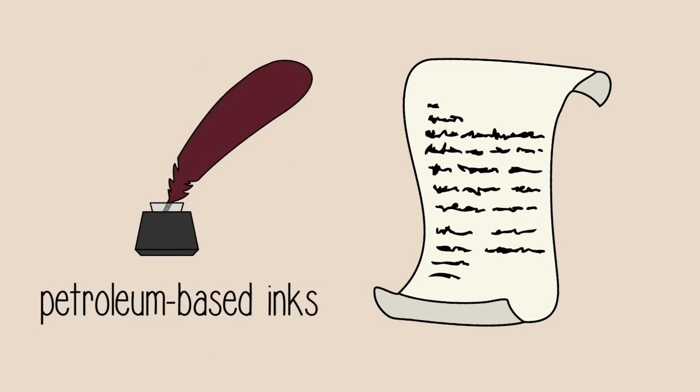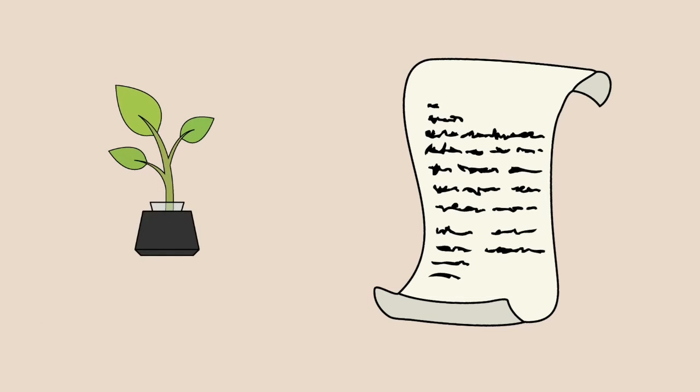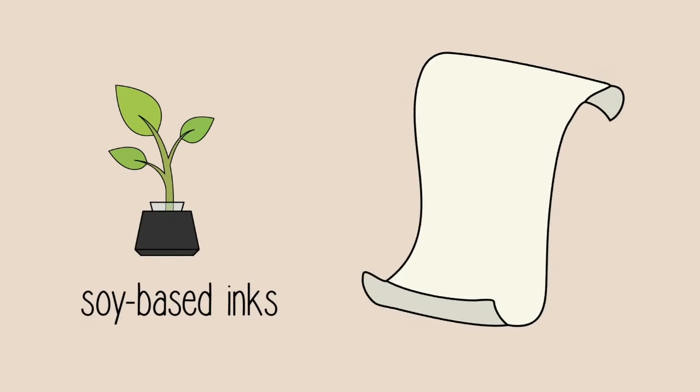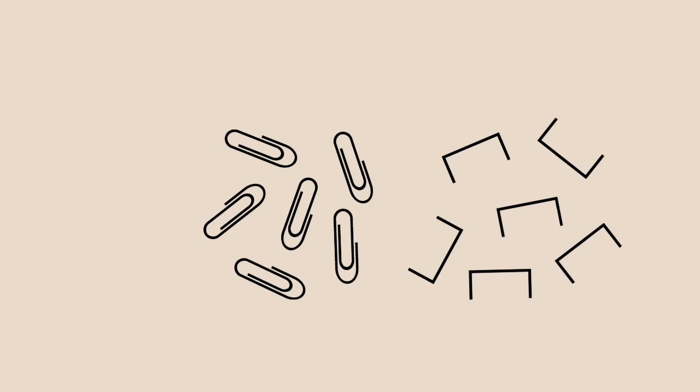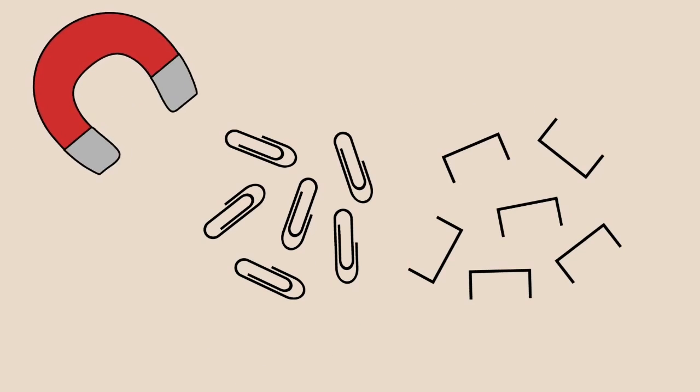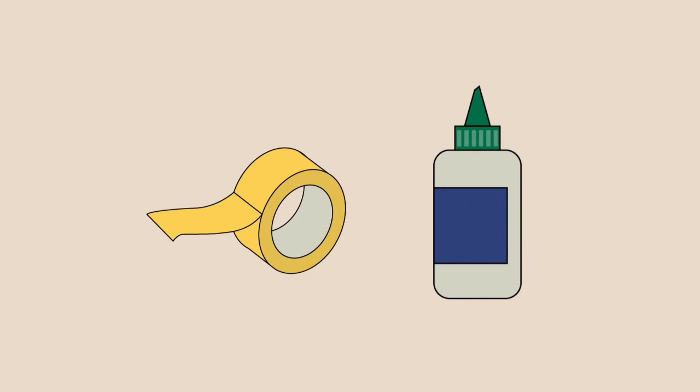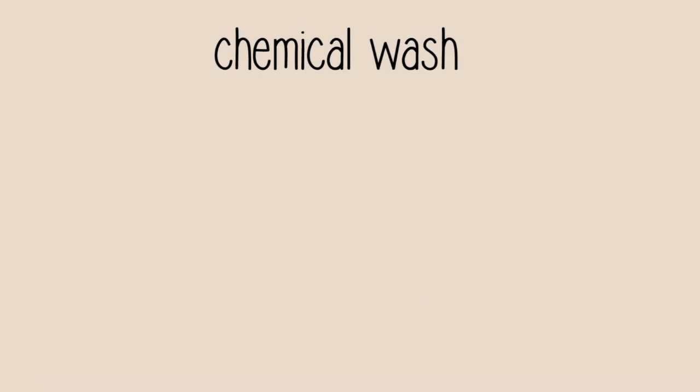Most inks are petroleum-based inks, which are derived from crude oil products and can be difficult to remove. Currently in development are soy-based inks, which are derived from a renewable resource and make it easier for the paper to be de-inked. Metal parts, such as staples and paper clips, need to be removed with a magnet, and glues are removed with a chemical wash.